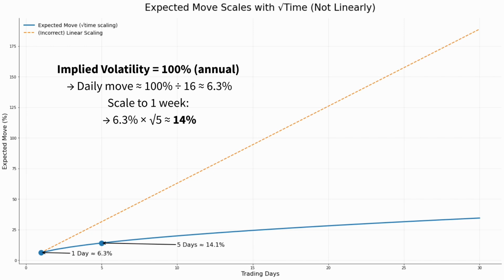Now, remember, our view is what will happen a week from now, not in 1 day. So we have to take that number and multiply it by the square root of the number of trading days our view is based on. So, it'll be 6 times the square root of 5, since there are 5 trading days in 1 week. This gives us a 1-week expected move of about 14%.